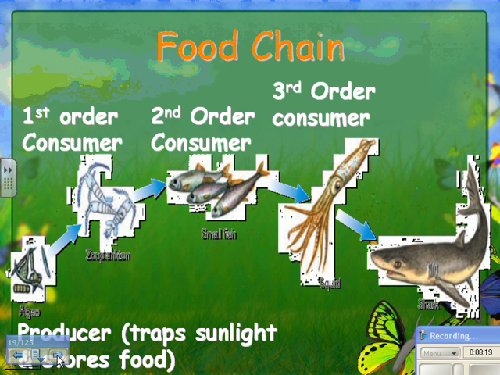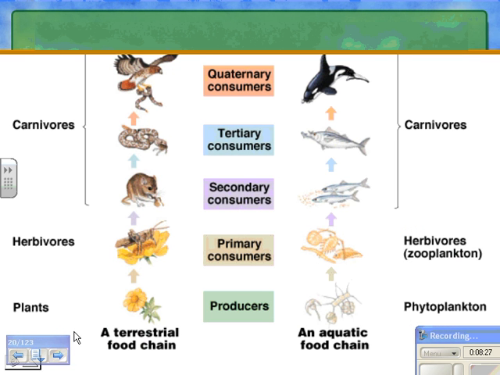And then next you get a tertiary or third order consumer. And then finally the fourth order consumer or the quaternary consumer. So here's another couple of examples of food chains.